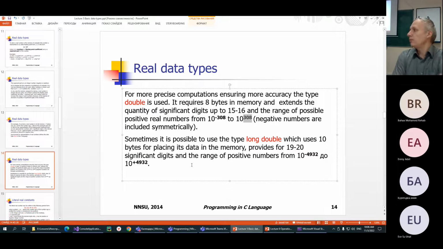Well, some compilers support the type long double, which uses 10 bytes for representation in computer memory. And in the type long double, the number of digits after the decimal point is 19 or 20, and a very, very large power. It's close to 5 thousand.